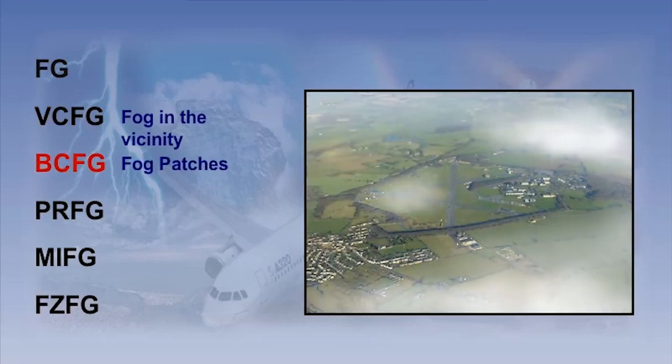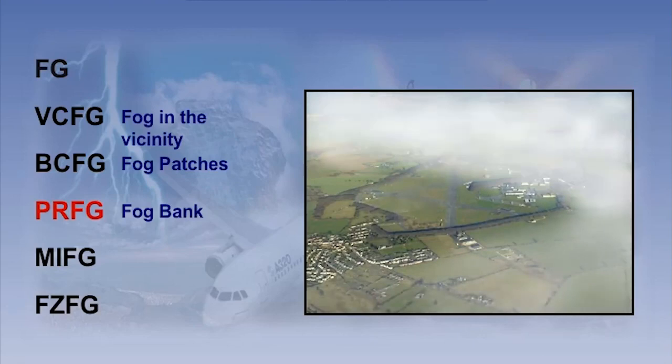BCFG is used when the observer can see at least one fog patch wholly within the aerodrome boundary. PRFG is slightly different. This would be reported when the observer can see that a fog bank has encroached the aerodrome boundary.